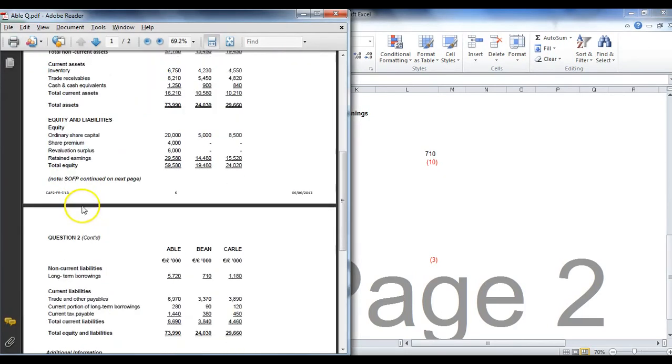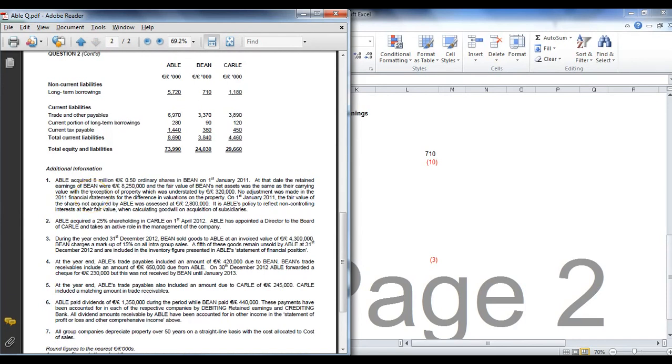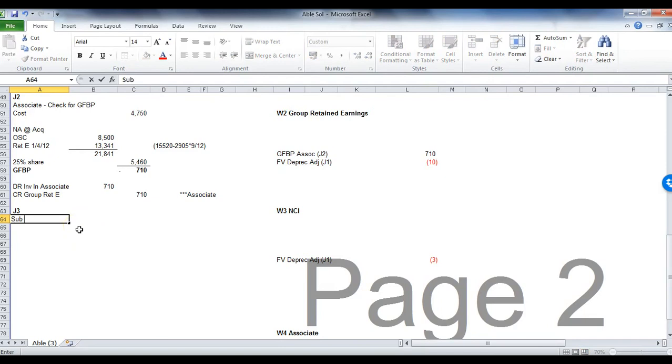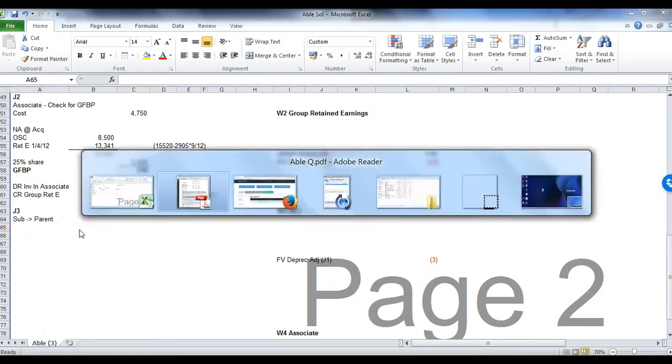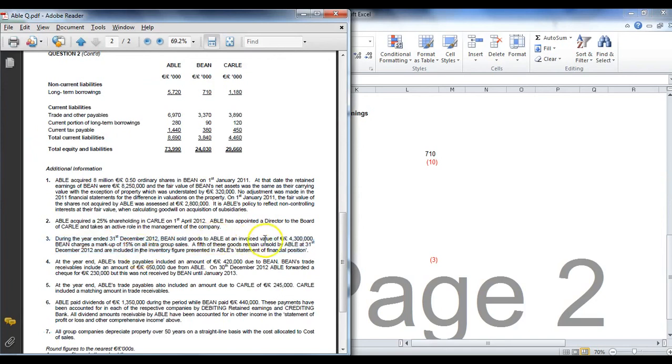So our journal 3 then comes on to the next note, because I'm following note by note, which is intergroup trading. So in this case, it's the sub selling to the parent. And again, that's important because there's a particular set of adjustments if that is the flow of the transaction. So we're told during the year there was an invoice value of 4.3 million, charging a markup of 15%. And a fifth of the goods remained in inventory at the year end.